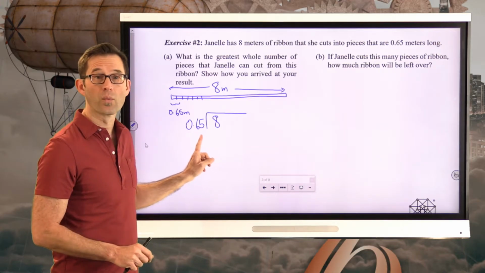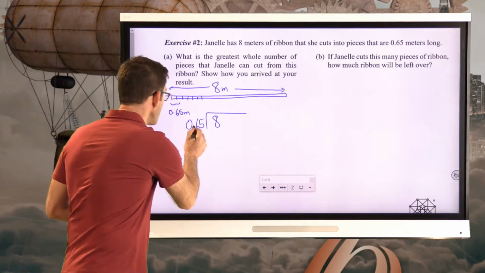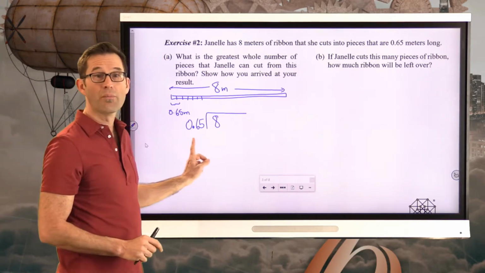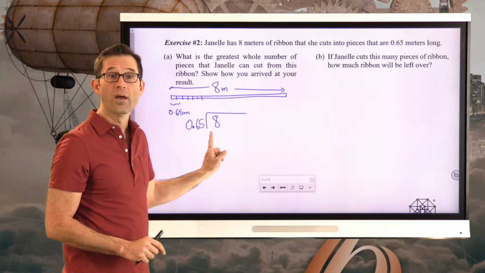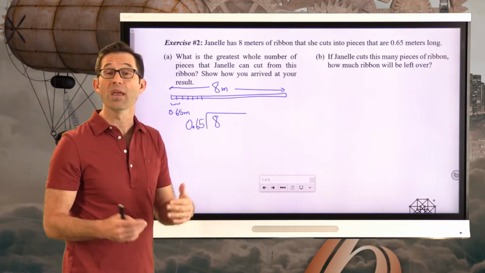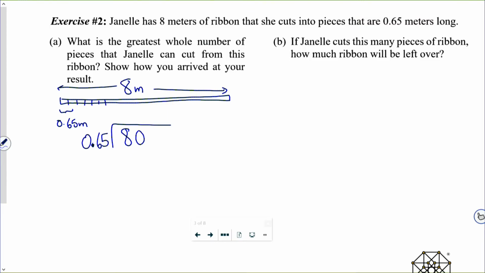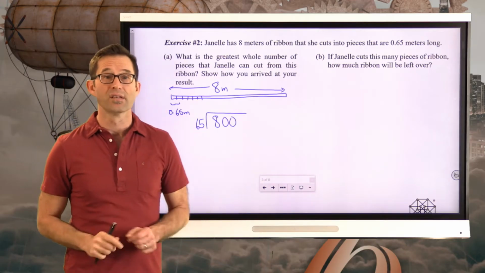Now remember, with division of decimals, which might be one of the harder things to do, we're going to take that decimal point and move it 2 units to the right to make that 0.65 into a 65. We're then going to also move the decimal place 2 units to the right on the 8, making it into an 800. So all of this, after I move the decimal points, simply becomes 800 divided by 65.